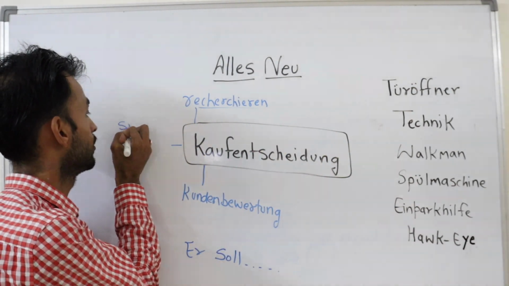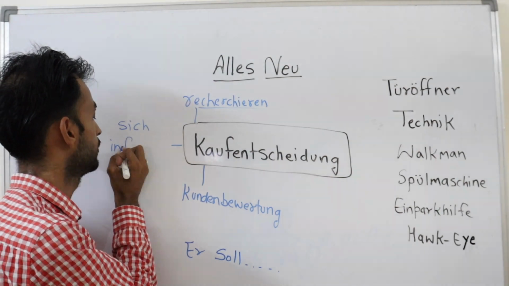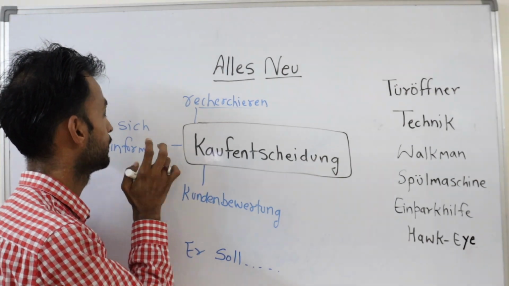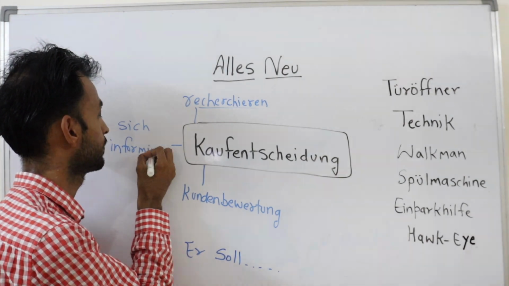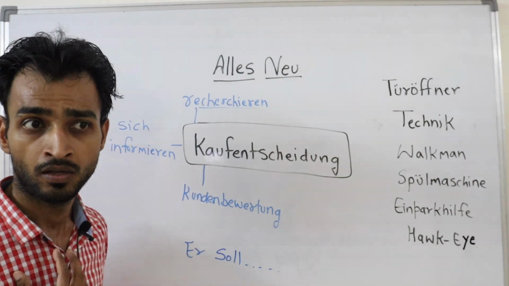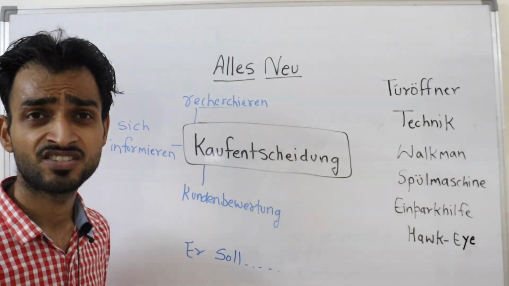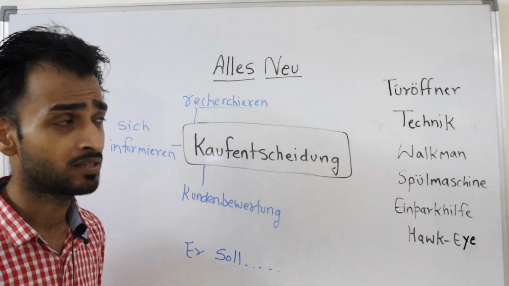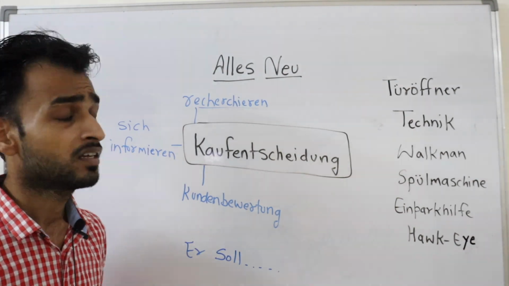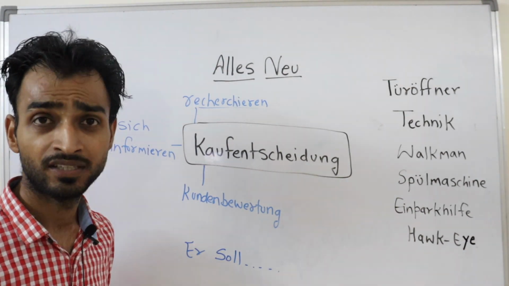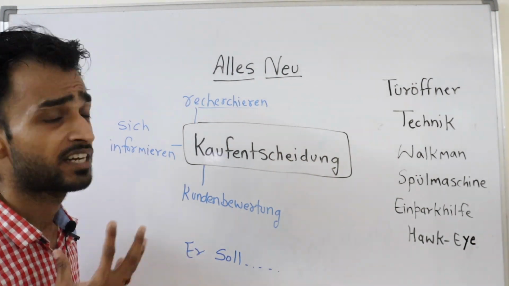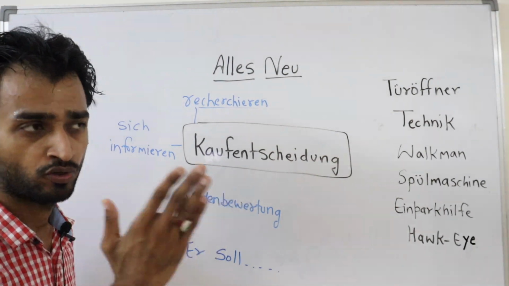Okay, wir recherchieren. Then sich informieren. We inform ourselves through various platforms. Sich informieren, wir informieren uns, ob das Handy gut ist oder schlecht ist. Soll ich das kaufen oder nicht? So, sich informieren, recherchieren, Kundenbewertung. These are the things that we should discuss. Sprechen mit den Freunden. We speak with our friends about the particular product. So, this is Kaufentscheidung. How can we decide whether this product is good for me?